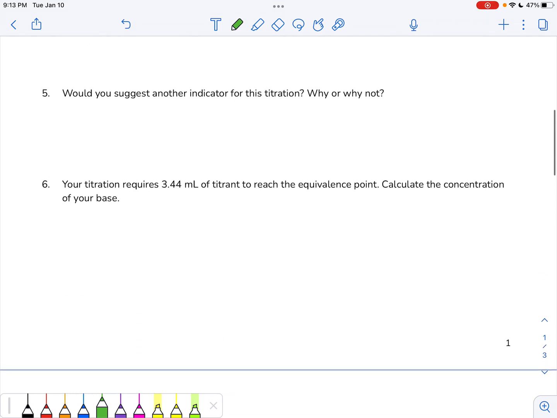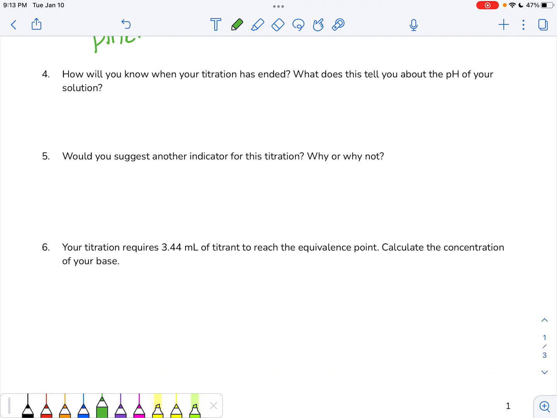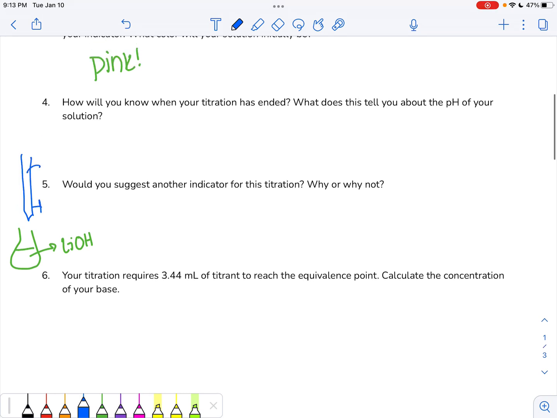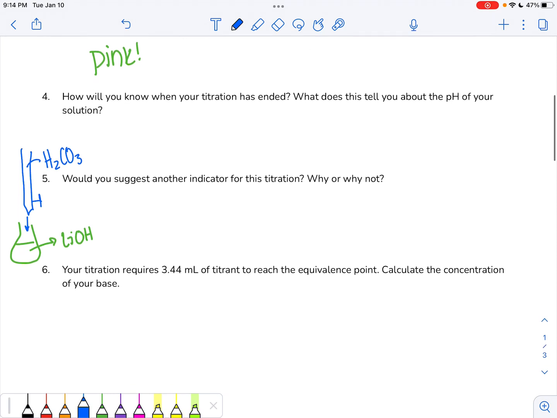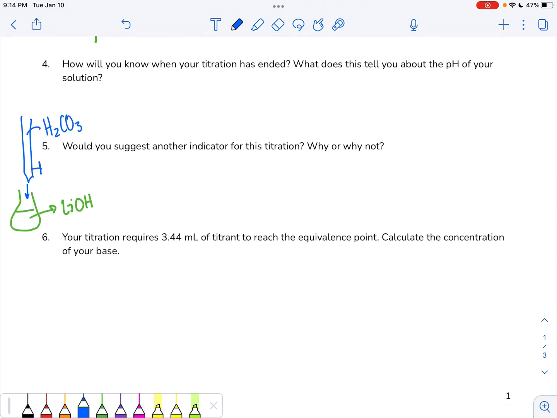Okay, so now let's think about the actual titration part of this. You've got your base inside of your reaction flask, your lithium hydroxide. You've got your burette, and inside your burette is your analyte, which we decided was carbonic acid. So we're going to start adding our carbonic acid to our lithium hydroxide. And it tells us that our titration requires 3.44 milliliters of titrant to reach the equivalence point. So we want to calculate the concentration of our base based on our titration equations.